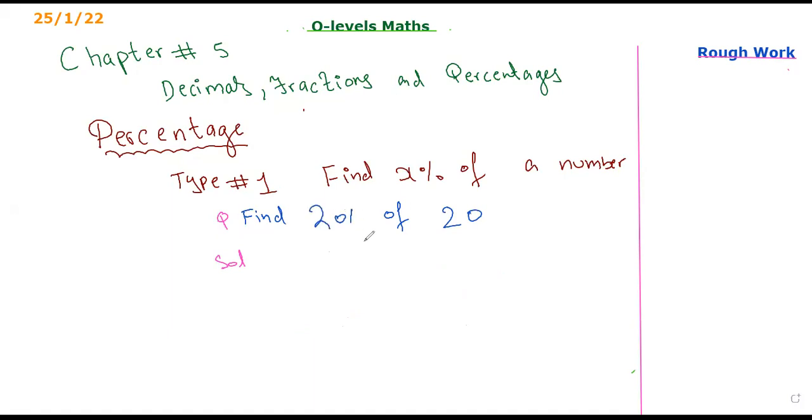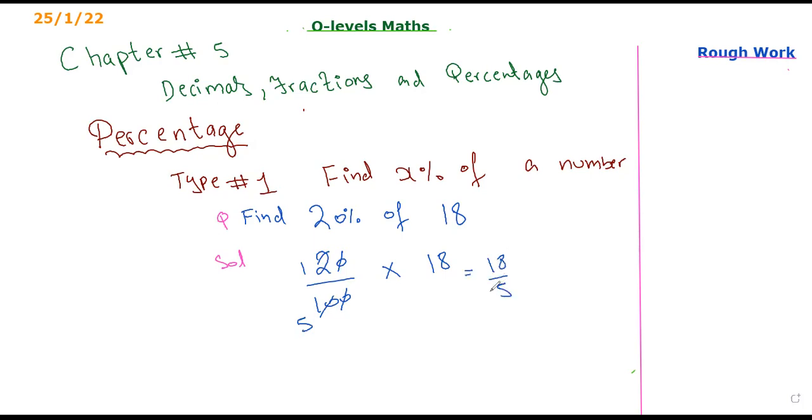What if we had 20% of 18? 20 divided by 100 into 18. Yes, very good. Excellent. 20% into 18, right? And then you can just cancel things out. This is 1 and this is 5. So this is 18 by 5.